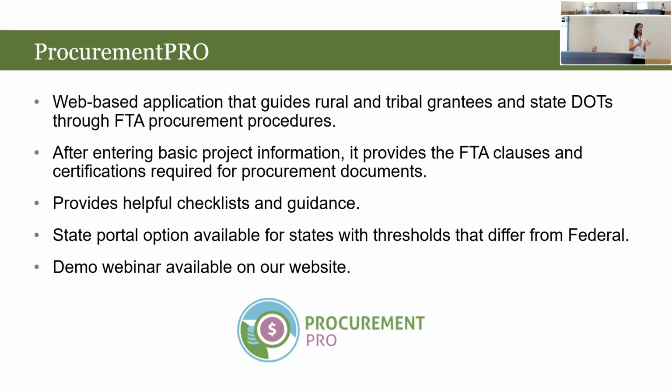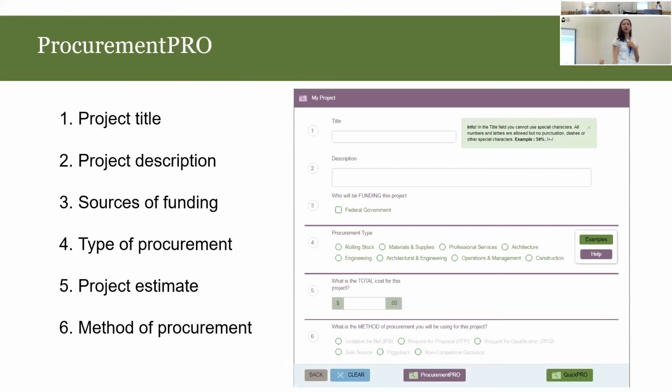If you want to use the full product, there are different checklists and different guidance to help you with your procurement. There is an option for states that have different thresholds, and they can build this state portal with us, and then you can use that. But it's not well utilized because states have to put in a lot of work or time they probably don't have. We have some webinars and demonstrations, but it is pretty simple.